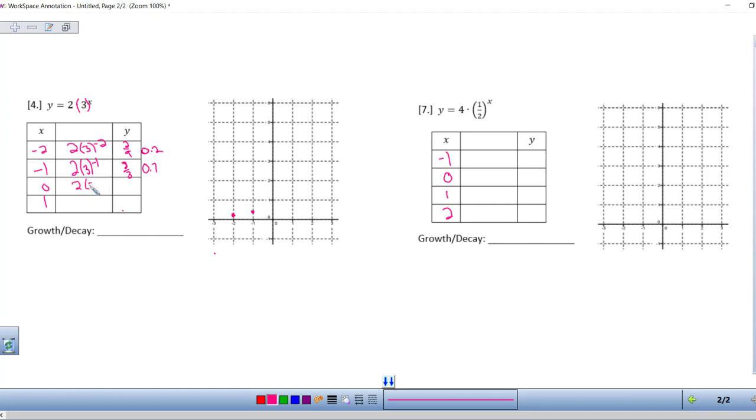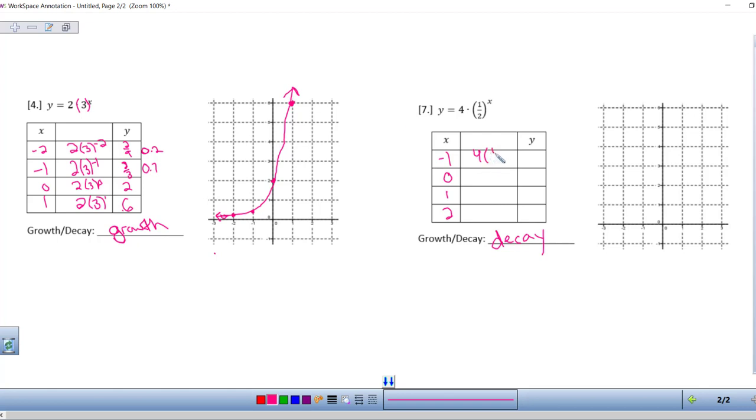And then we have 2 times 3 to the power of 0, and that is going to be 2. So we graph 0, 2, and then one more. This one will be 6. So we have 1, 6, and 6 is at the top of our graph. So we see another growth. Sorry about that line. We also could have known it was going to be a growth because the 3 is our B value that is bigger than 1.